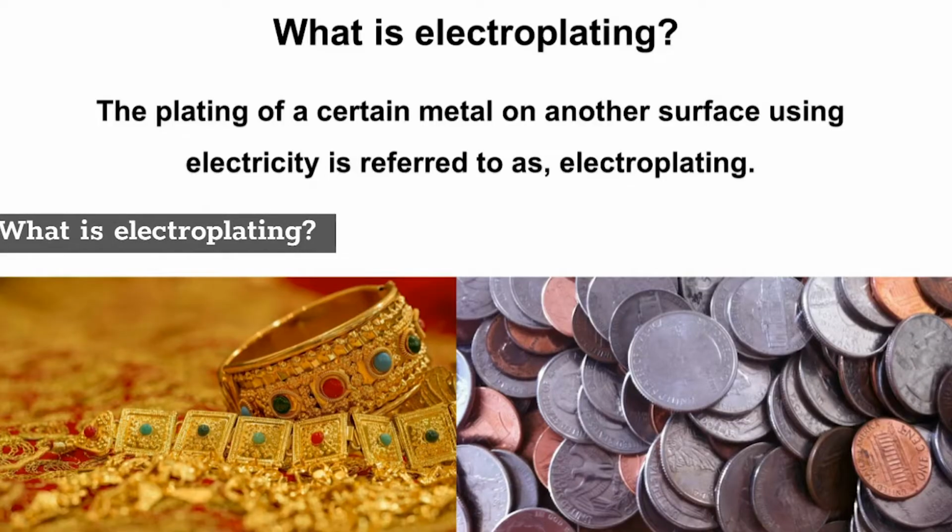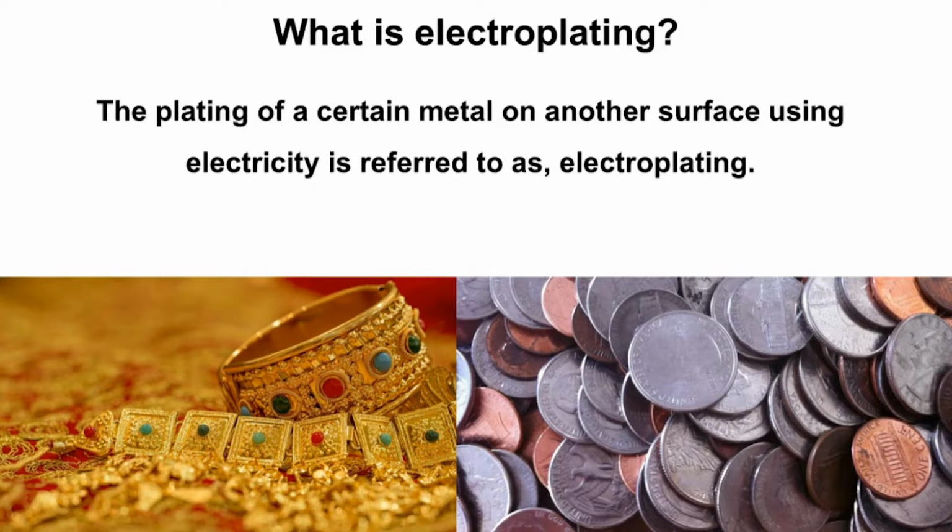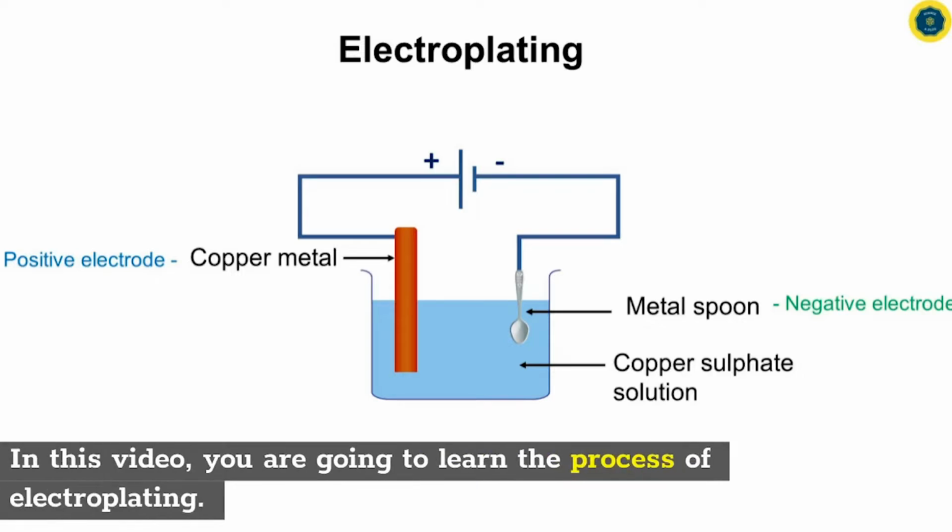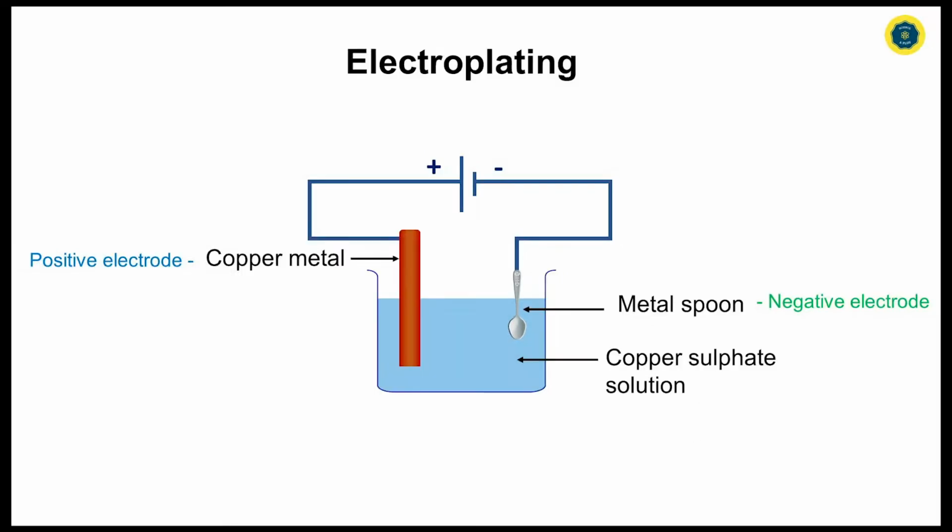What is electroplating? The plating of a certain metal on another surface using electricity is referred to as electroplating. In this video, you are going to learn the process of electroplating.